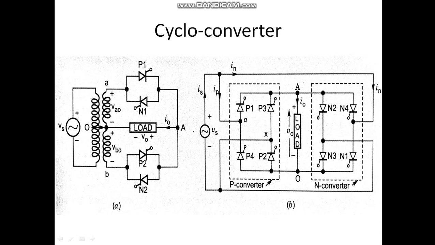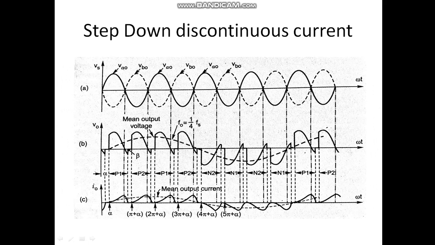So now what will happen? This side is positive now, so it will conduct from here. P3 is conducting and P4 is conducting. Are you getting? So in both the cases we are getting positive output. Here first P1 is conducting, then P2 is conducting. In both the cases we are getting positive output. See here, P1 is conducting, then P2 is conducting. Again P1 is conducting, again P2 is conducting. So continuously we are getting positive output.